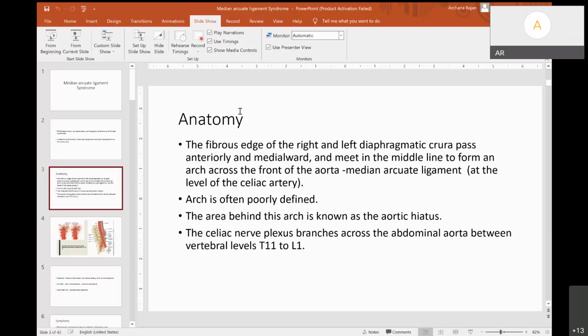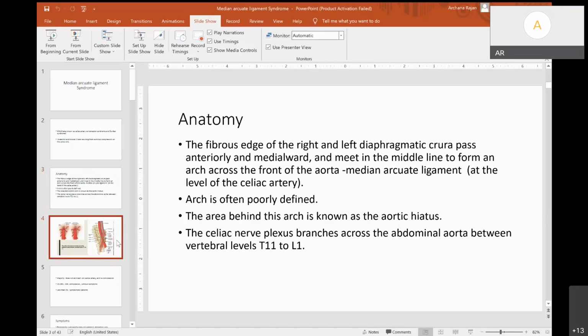The anatomy is there are two right and left diaphragmatic crura. The fibrous edge of the diaphragmatic crura pass anteriorly and medialward, meeting in the midline, which forms an arch. This arch across the front of the aorta is called the median arcuate ligament. It is at the level of the celiac artery. Usually, the arch is often poorly defined, and the area behind this arch is known as the aortic hiatus. And the celiac nerve plexus branches across the abdominal aorta between the vertebral level T11 to L1.